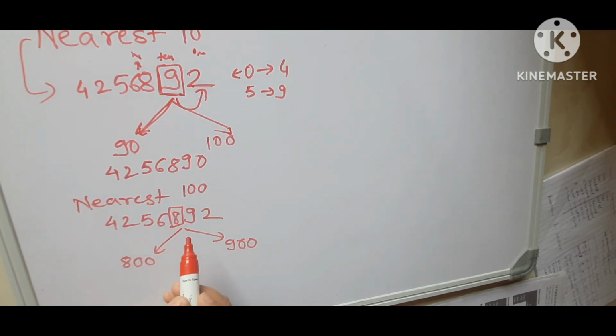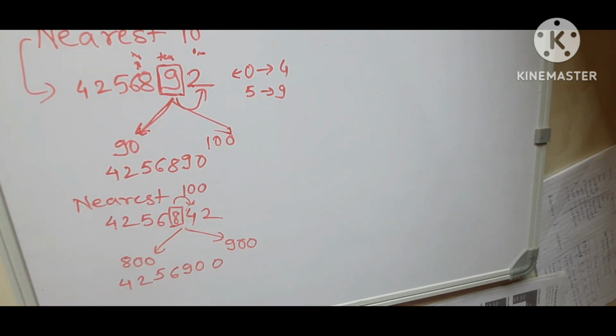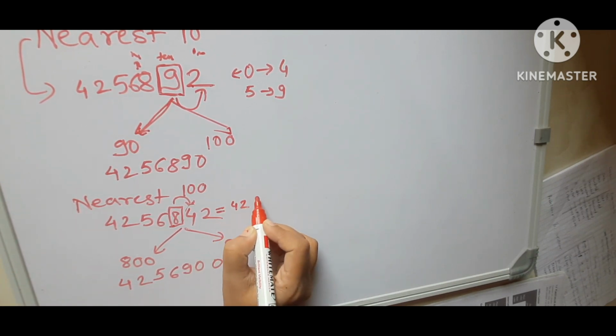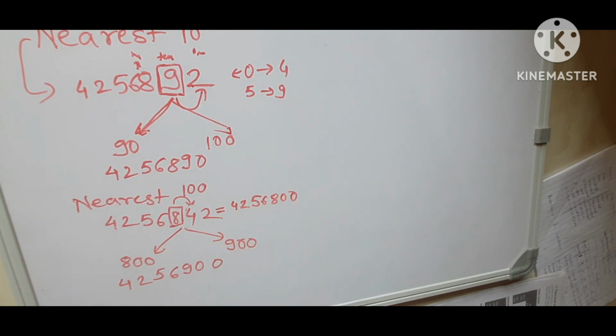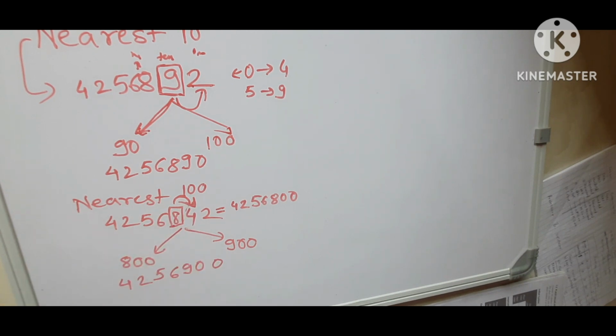Again, for tens we checked the units place, right? For 100 we'll check the tens place. It is 89. In this case it is nearer to 900, right? So what will be the nearest 100? 4256900 would be the nearest. If the value would have been 42 here instead of 92, then what would have been the nearest 100 for this? 800. You need to check the next number on which you need to do the conversion.